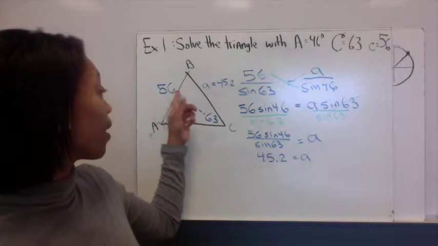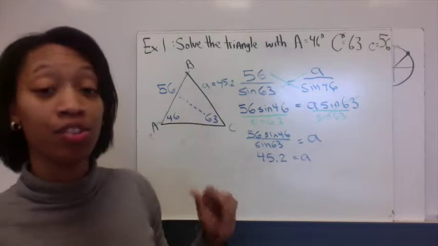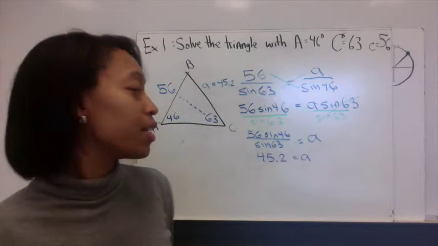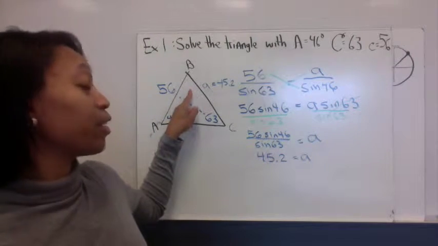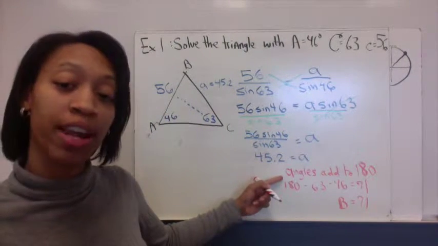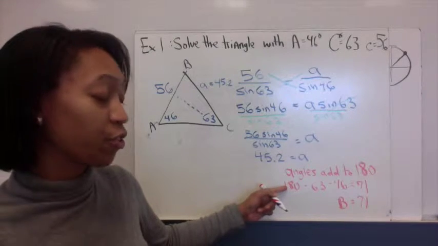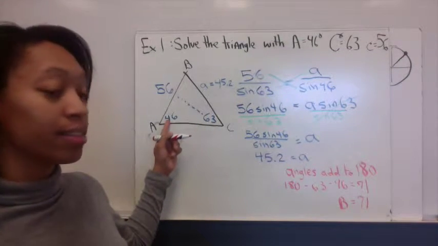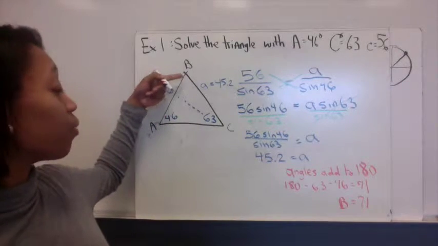So now I have two of the sides and I have two of the angles. Solving the triangle means I need to find all three. So let's find the missing angle next. Since the angles add to 180 degrees, I can say 180 minus 63 minus 46 will equal angle B.